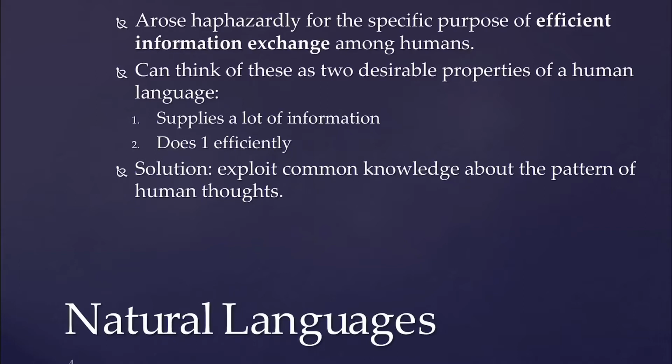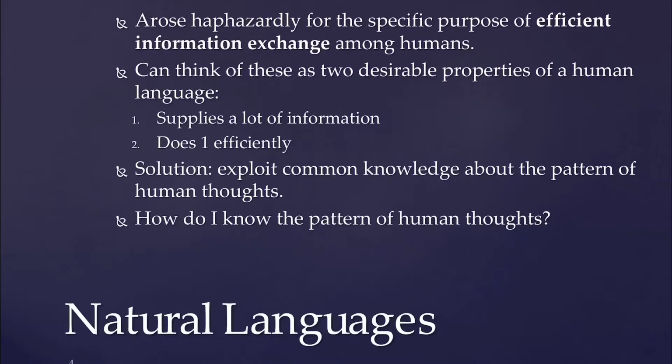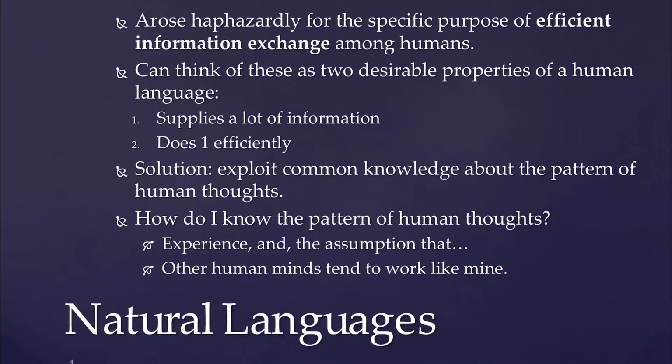And now you might ask, well, how do I know what the pattern is of what other people are thinking? And the answer to that is, I know the pattern of human thoughts because I am human. I have experience with other people, and I can draw the assumption that other human minds tend to work like my own. Okay, so how does a natural language exploit our common knowledge about the pattern of human thought to give us a great deal of information efficiently?